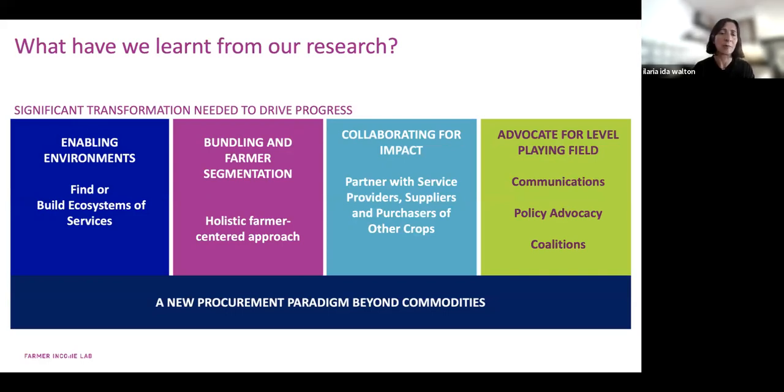And then obviously there is a big role that advocacy has to play. Making sure that we work towards creating a level playing field is critical. So working in coalitions and looking at policy improvements is crucial. Having said that, among all of these learnings, one for me really sticks out, and it is the role of procurement practices in driving progress on living incomes. A lot of the programs that we have seen over the last decade always ask for changes from farmers.